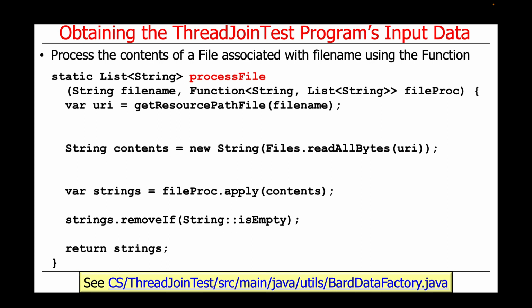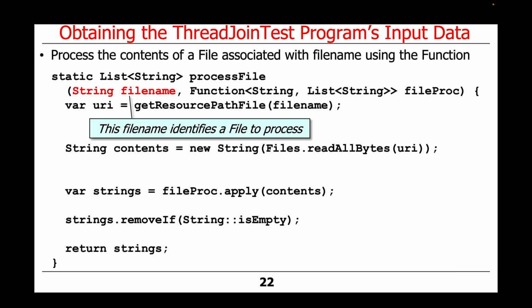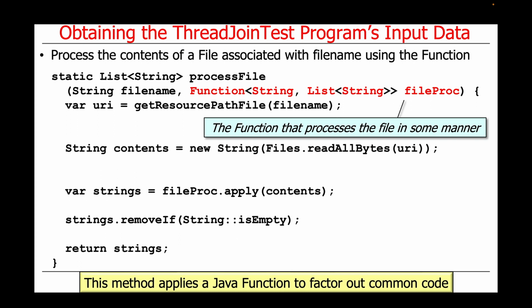We'll start by walking through the implementation of the processFile method. This method factors out common code by using a function parameter to process the contents of a file associated with a file name. The file name identifies the file to process, and the function identifies how to process that file in some manner. As you can see, this method applies the Java Function functional interface to factor out common code used by the getInput and getPhraseList methods.